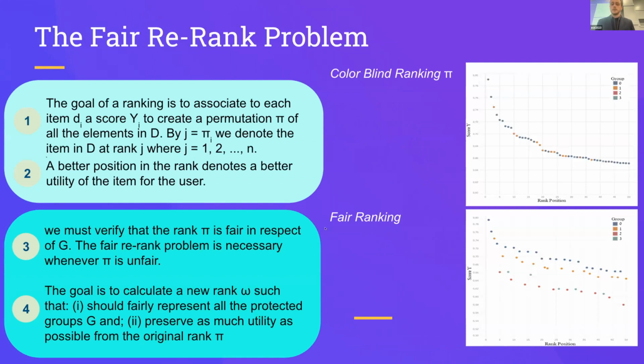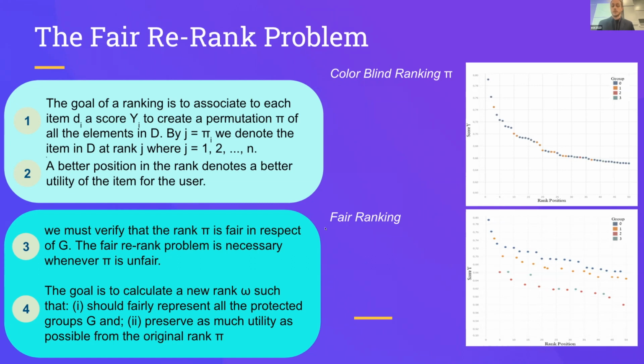In general, the goal of a ranking is to associate to each item D_i a score Y_i to create a permutation π of all the elements in D. By j equal to π_i, we denote the item in D at rank j, where j goes from 1 to n. So a better position in the rank denotes a better utility of the item for the user.